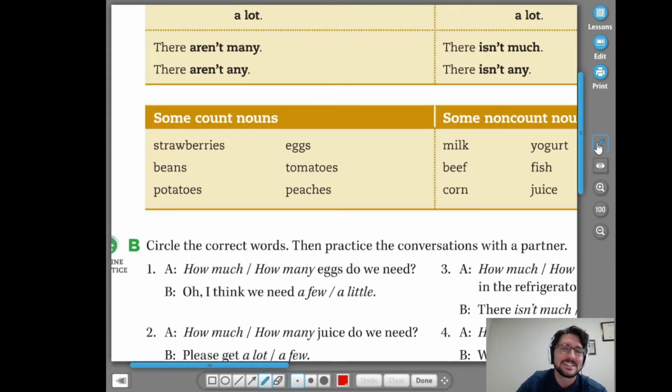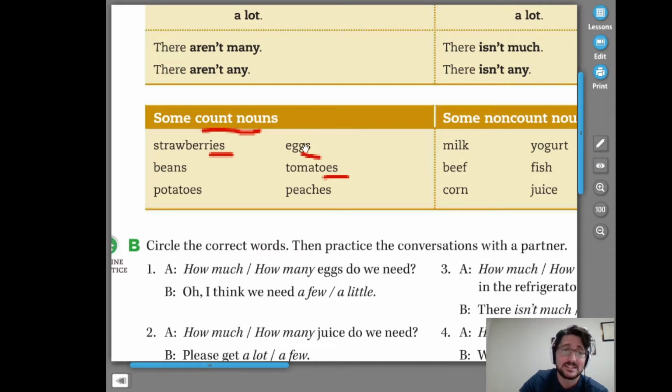Some advice. Usually, 100% 아니고, not 100%, but usually, if you can put an S on the noun, right? For example, strawberries, eggs, tomatoes, right? S, if you can put an S, probably it is a count noun, right? 1 strawberry, 2 strawberries, 3 eggs, 5 tomatoes, right? 그렇게 counting 할 수 있으면 S 써야 돼요.